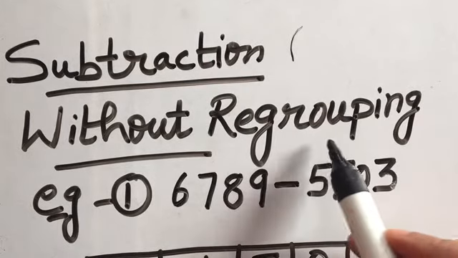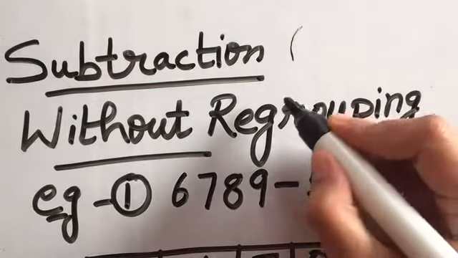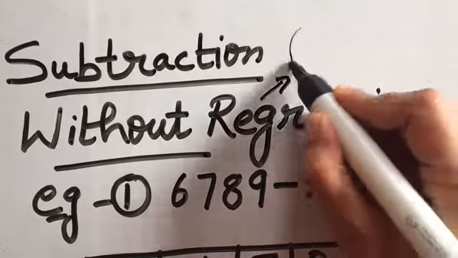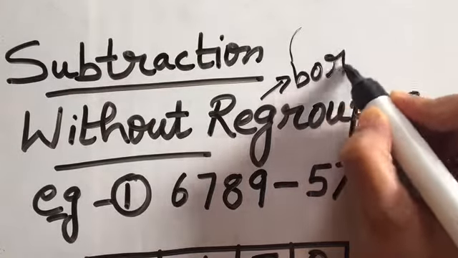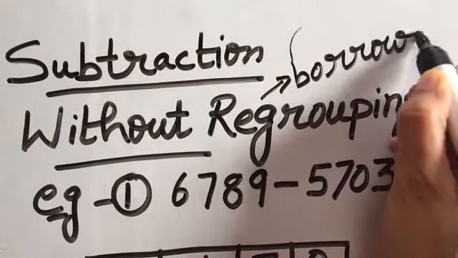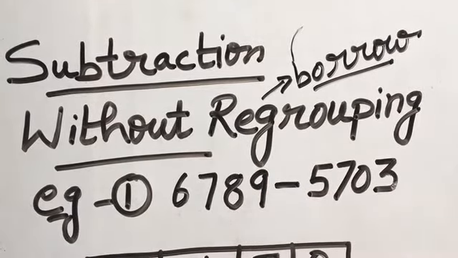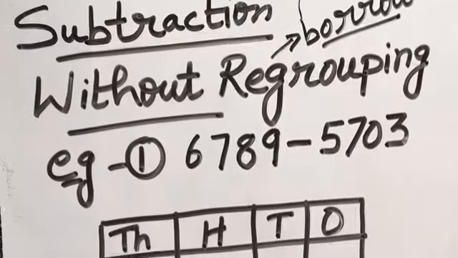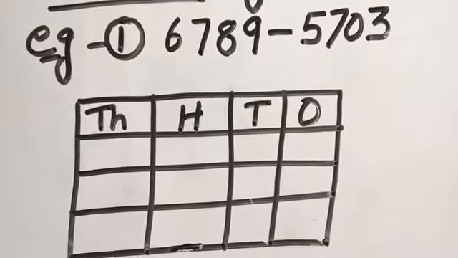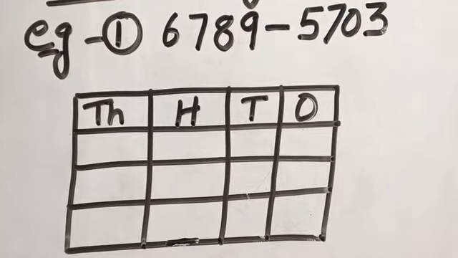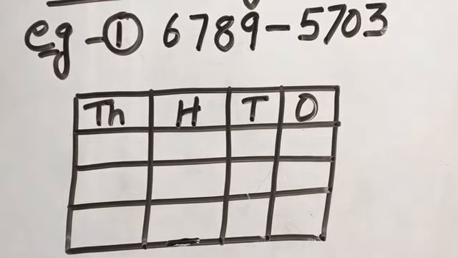One is without regrouping, that means in this we are not going to use any borrow. It is mainly the direct subtraction from the bigger number to the smaller number. We are going to subtract, as you already read the 2-digit subtraction in your class 2. So here we are going to explain it with the help of some example.